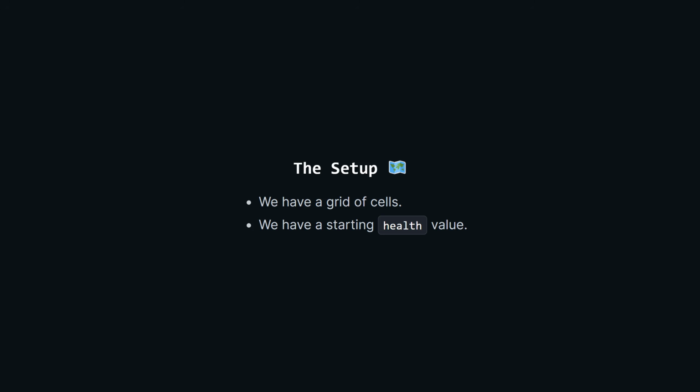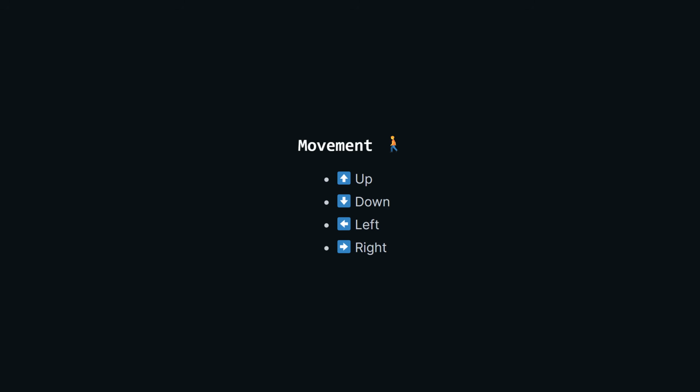We are given a grid made up of ones and zeros and a starting health number. Our goal is simple. We need to find out if it's possible to travel from the very top left cell all the way down to the bottom right cell. We can move up, down, left, or right, one cell at a time.